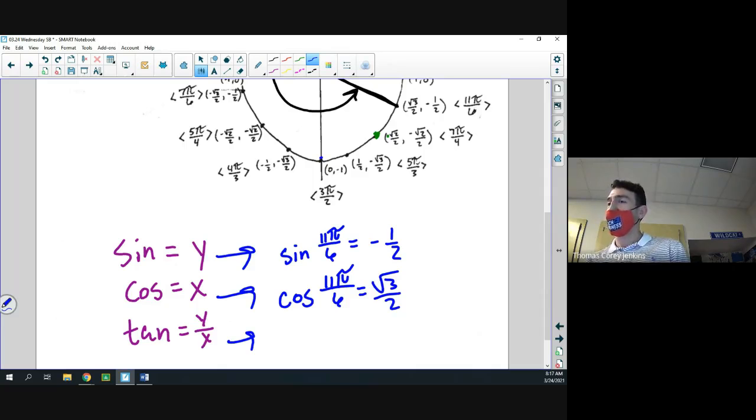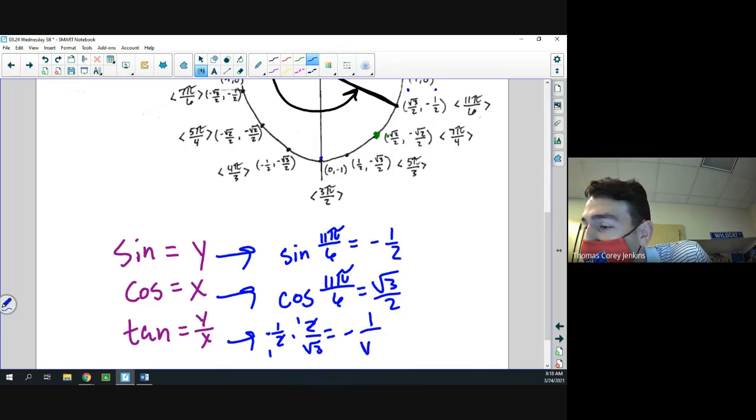If we do y over x, then basically you're thinking negative 1/2 divided by the square root of 3 over 2. So you'd go negative 1/2 times the reciprocal. That ends up giving you, if we cancel those out, negative 1 over the square root of 3. Which is correct, but then you would have to rationalize that denominator, okay? So you see that it's never really easy, no matter what we do.